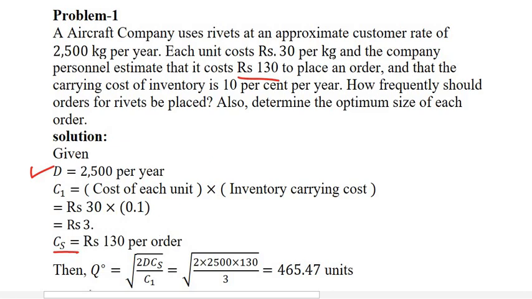And next we need the holding cost. They are spending 10% as carrying cost on the cost value. So therefore, I denotes 10%, and the cost of each unit is 30 rupees. So therefore, C1 is nothing but C into I. That is a formula. With the help of that one, we can find the carrying cost for 1 unit is 3 rupees. How frequently should orders be placed?